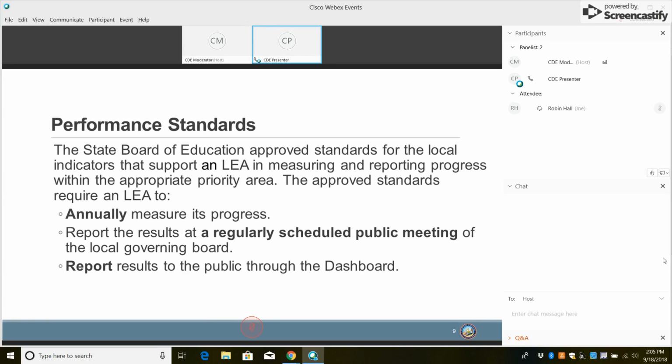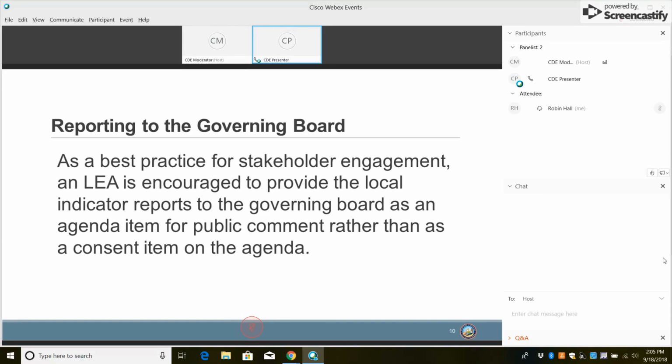However an LEA decides to measure their progress, they would then report the results of that measurement to the local governing board, and then use that data that was collected through the evaluation process to fill out the self-reflection tools on the dashboard. At this point, I'm going to turn it over to Lydia.